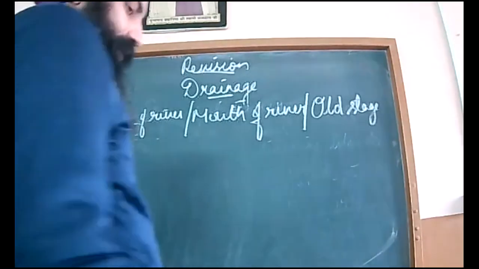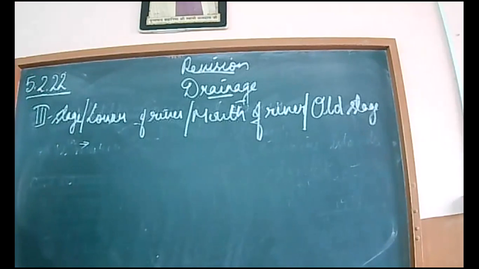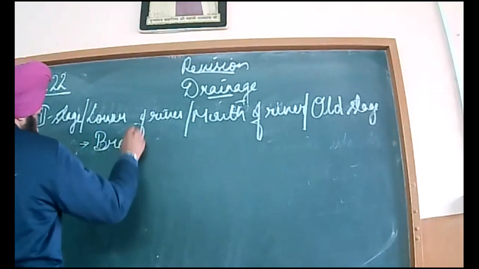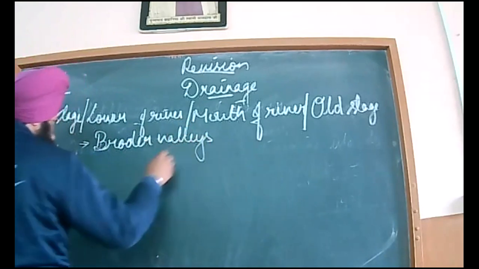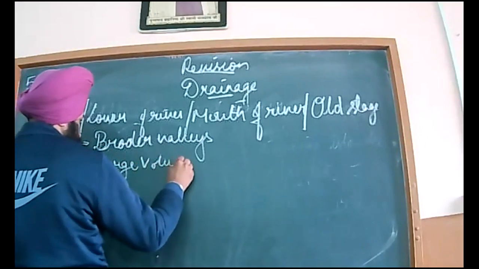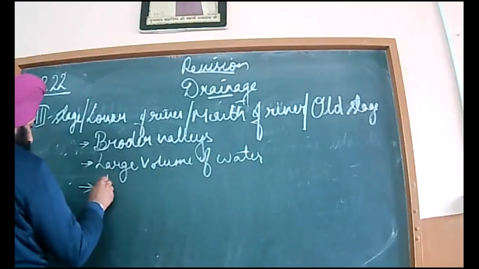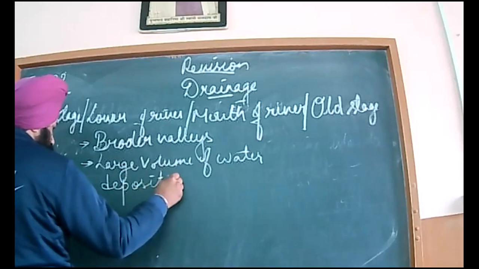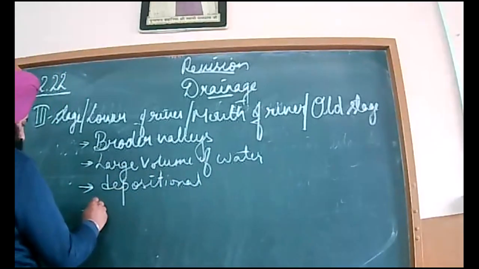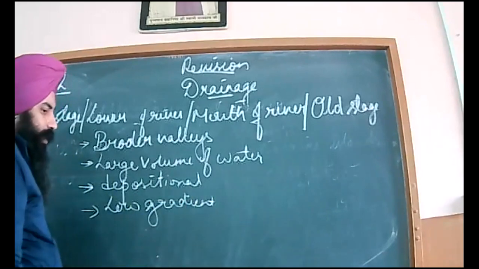So what are the basic characteristics of the old stage of a river, the lower course? First, the river has a broader valley, a much broader valley. It has a large volume of water, and the river is engaged in depositional work. When the river can't carry the material due to the low gradient, it starts to deposit the sediments along its banks.